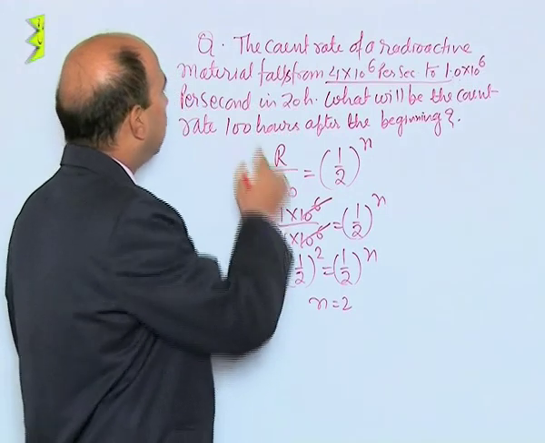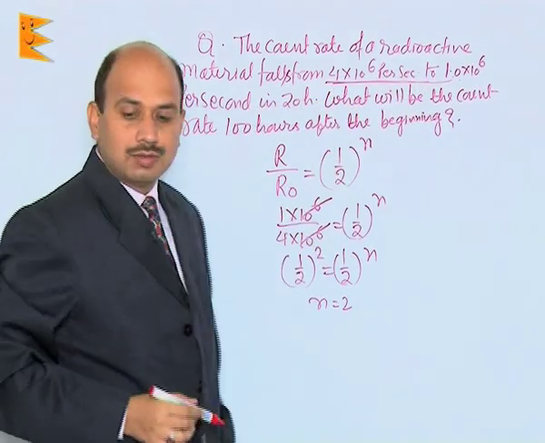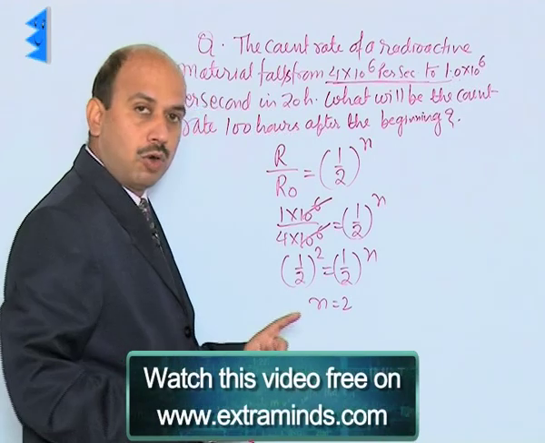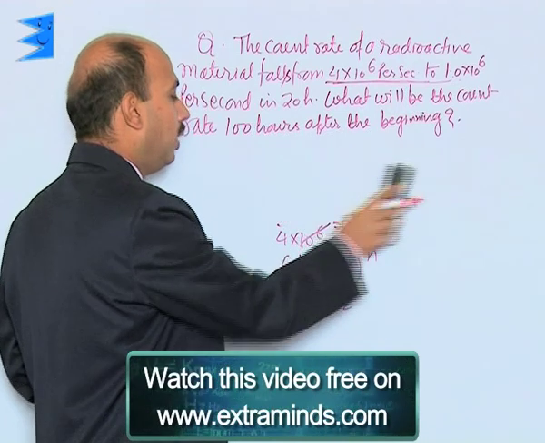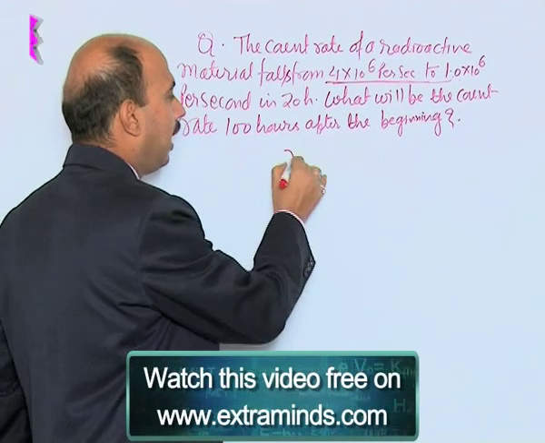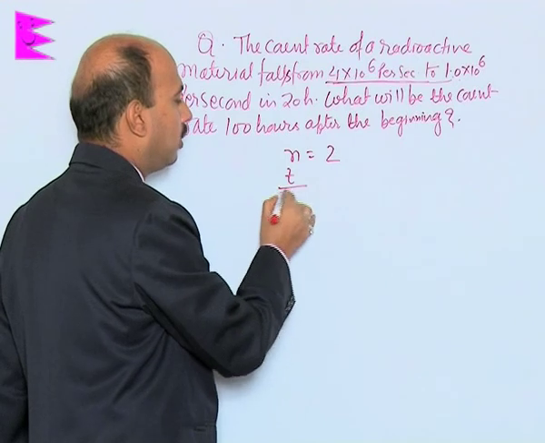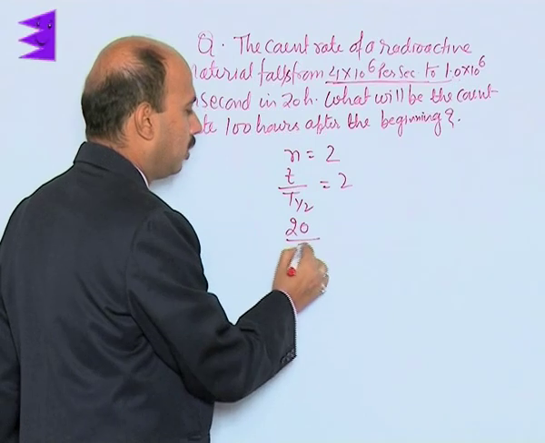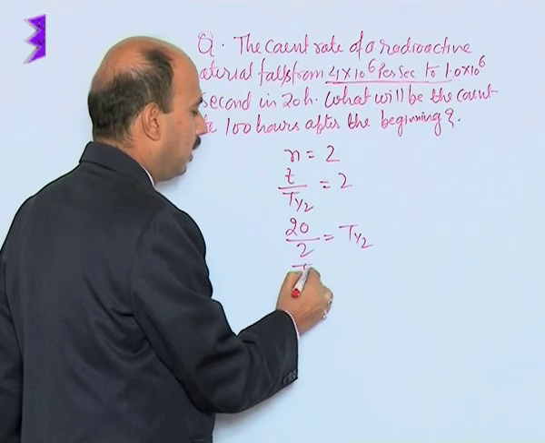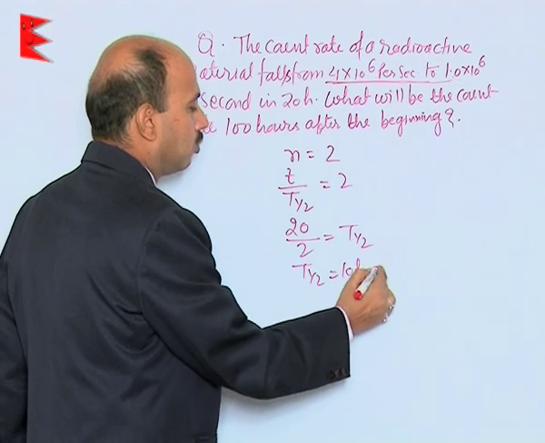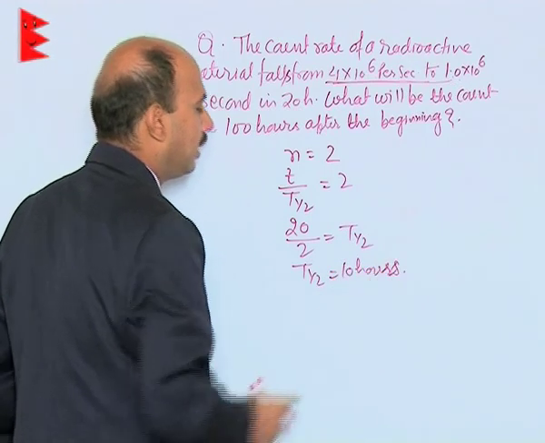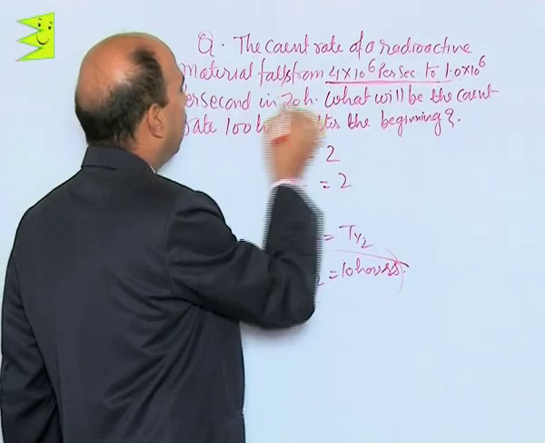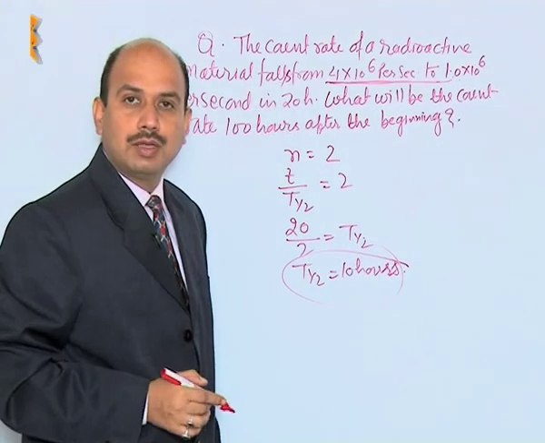So for the decay rate to fall from this to this, the number of half-lives required is n equal to 2. If we have got n equal to 2, we can calculate the half-life. Using n equal to 2, we can write T upon T half is equal to 2. This is 20 upon 2 is equal to T half. So T half is equal to 10 hours. So the half-life of the radioactive material is 10 hours. By using this data, we have got the half-life of the radioactive material.